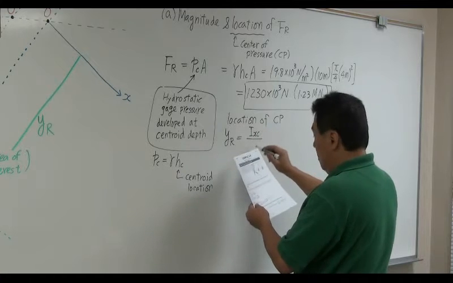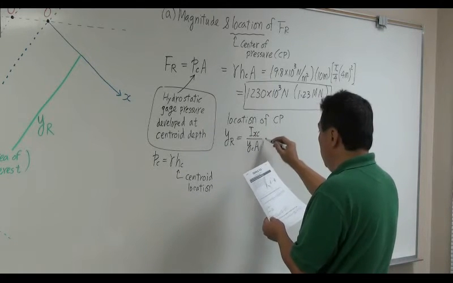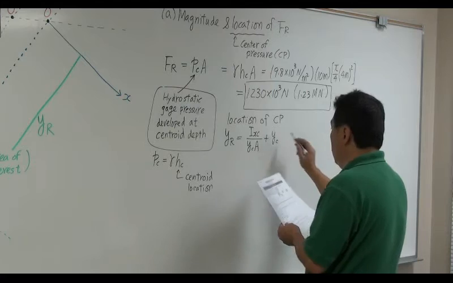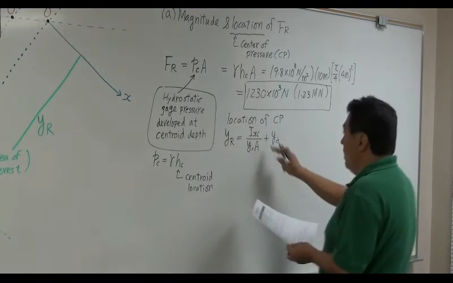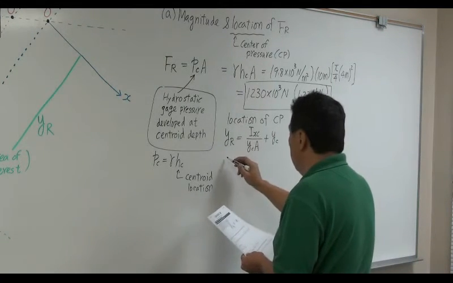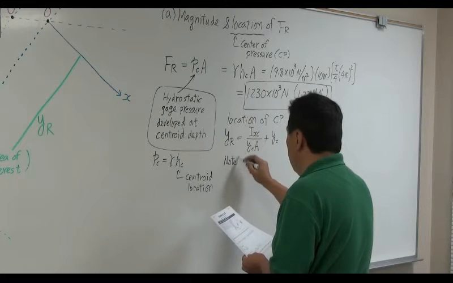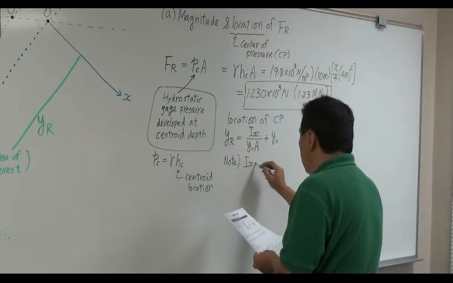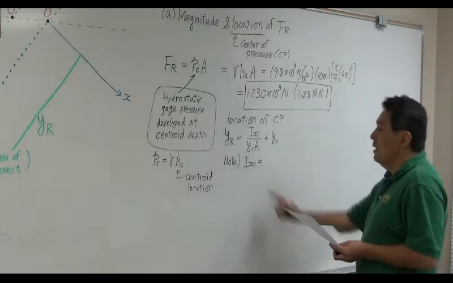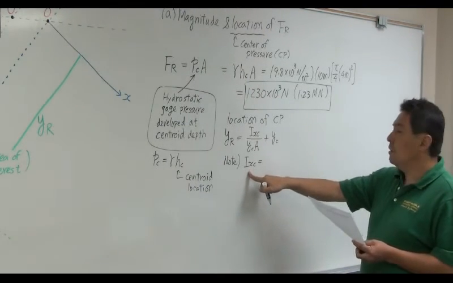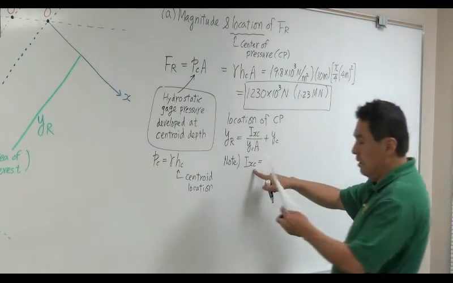YR equals IXC over YC A plus YC. IXC is the moment of inertia in the direction of X taken at the location of the centroid.